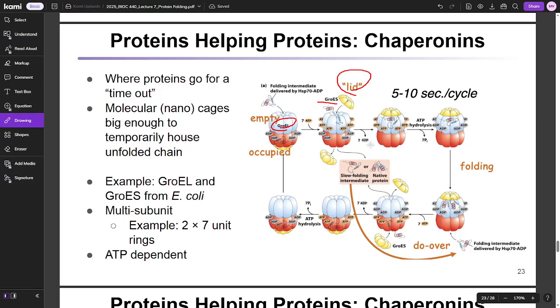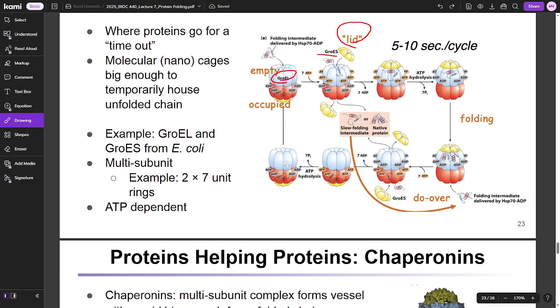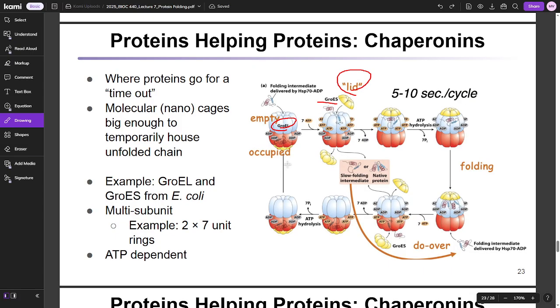You then release the 7 ADPs, and you cause ATP hydrolysis, which leads to the folding of the protein. And then you bind ATP to the bottom part of the GroEL, and then you hydrolyze that. And then you basically redo this process over and over again. But yeah, is there anything else?